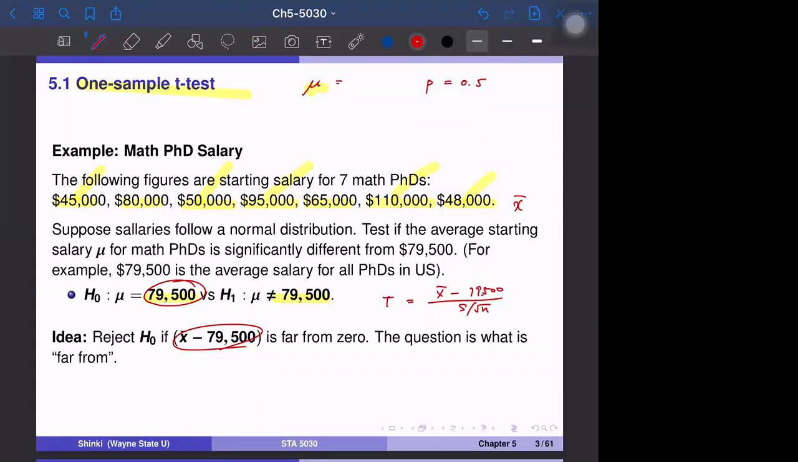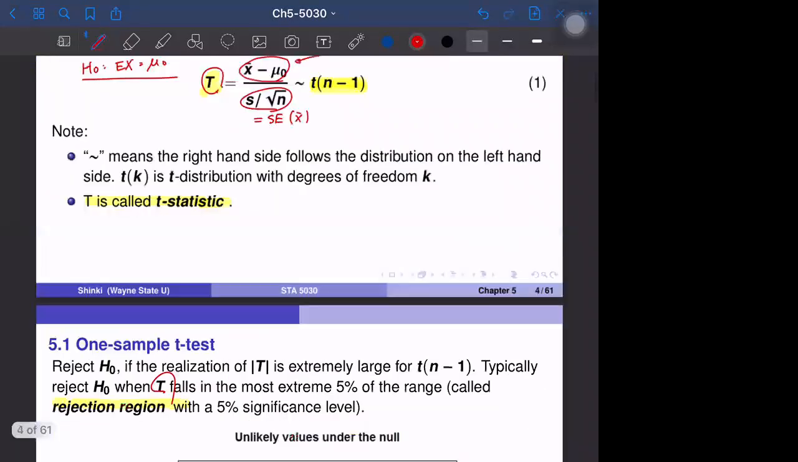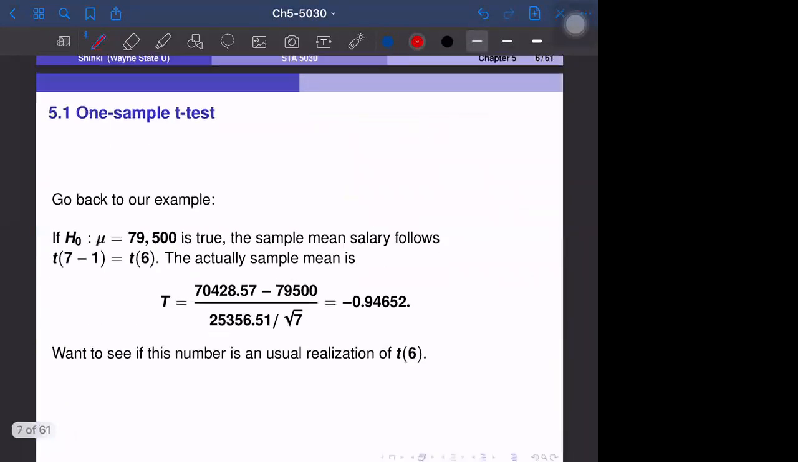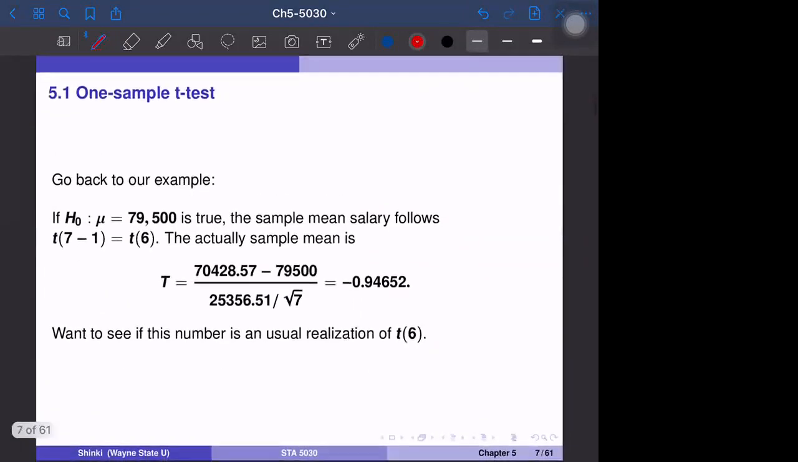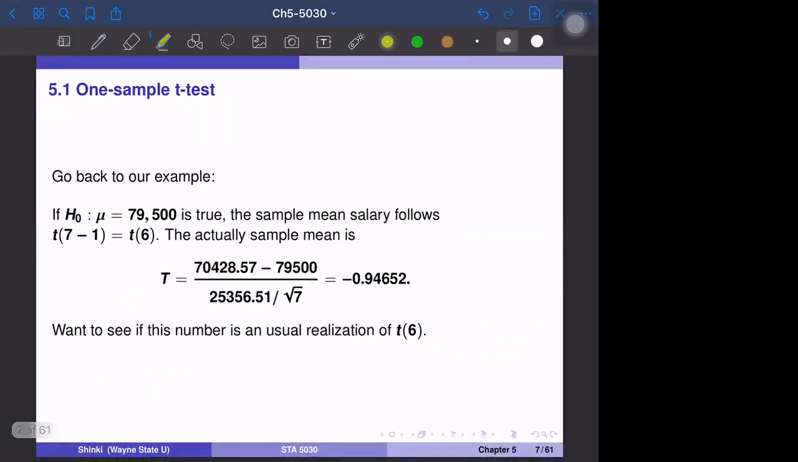Okay, so now the hypothesis is the average salary is 79,500 for all mass PhDs in the nation. And the data is given, so we can calculate x bar and s. Our null hypothesis is here, and the test statistic should follow t-distribution with df 6 because sample size n is 7, so n minus 1 is 6. And capital T is here.